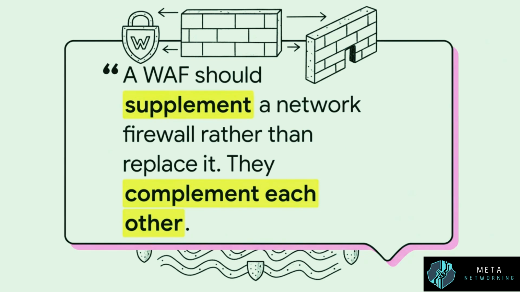So, the takeaway here is crucial. You absolutely need both. They work together to create what we call a layered defense. Your network firewall protects the perimeter, the outer walls, and the WAF protects the application at the very core. One does not replace the other.